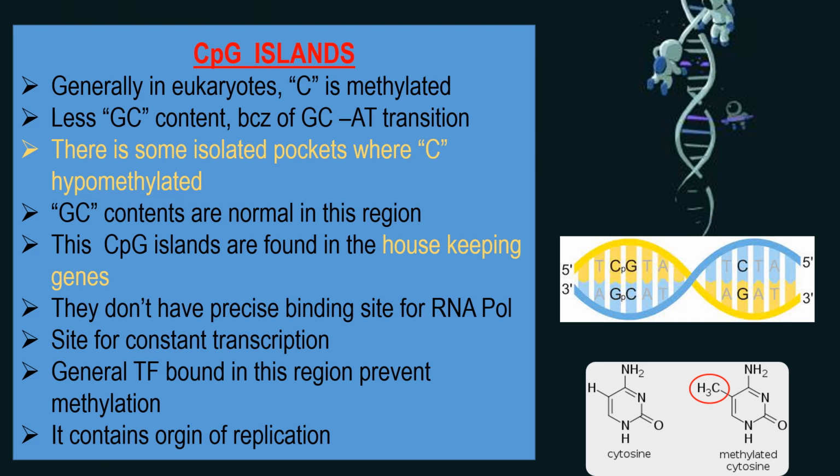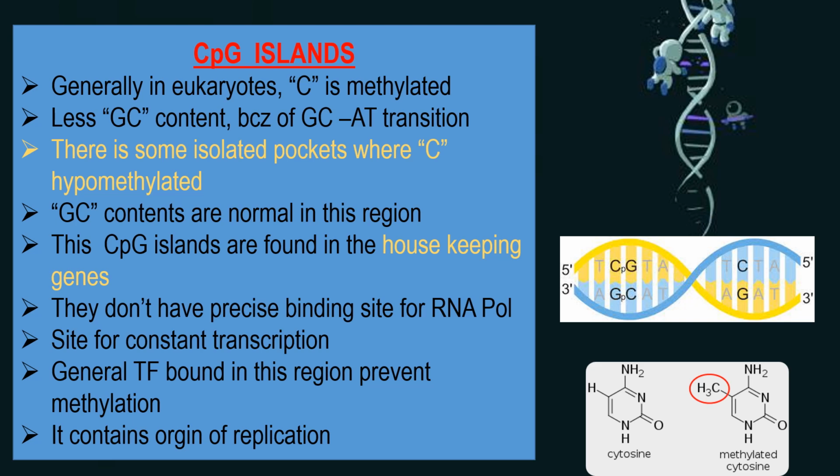But there are some isolated pockets where cytosine is hypomethylated. These regions are known as CpG islands. GC contents are normal in this region, and these CpG islands are found in the housekeeping genes.